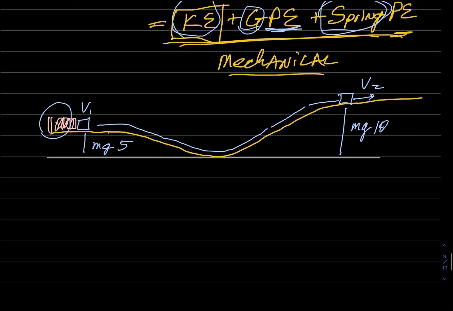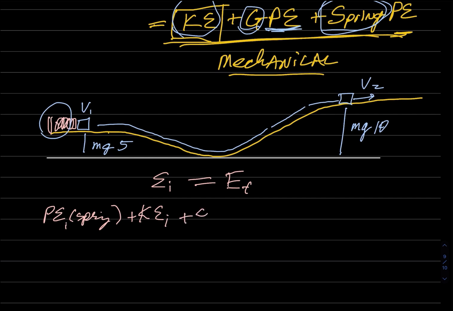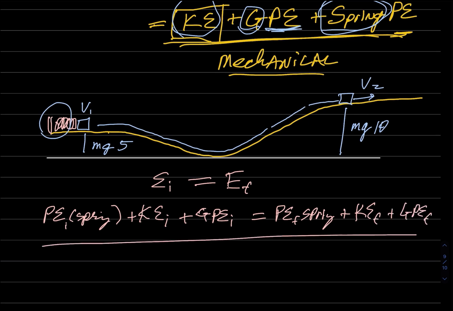And if we want to beat this problem to death a little bit, we would say that the initial energy equals the final energy. And the initial energy was the potential energy in the spring plus the kinetic energy initial plus the gravitational potential energy initial. And that equals the potential energy final in the spring plus the kinetic energy final plus the gravitational potential energy final. Now this is okay, but they were just asking about the gravitational potential energy.